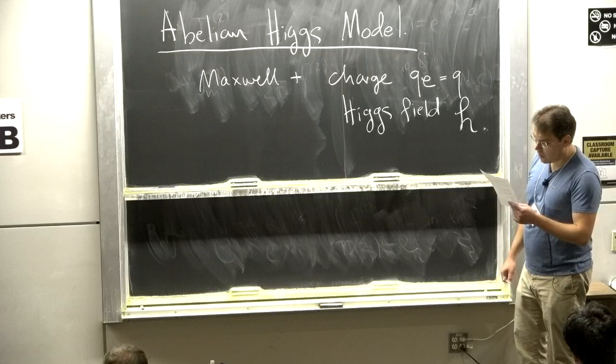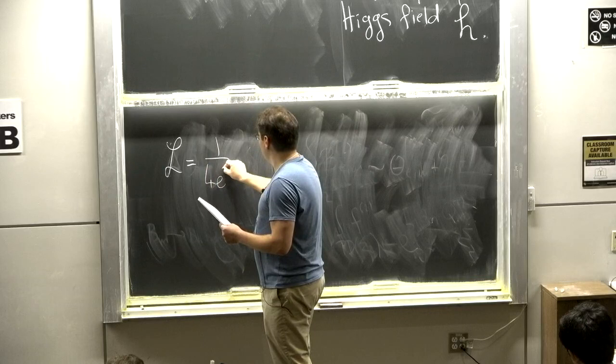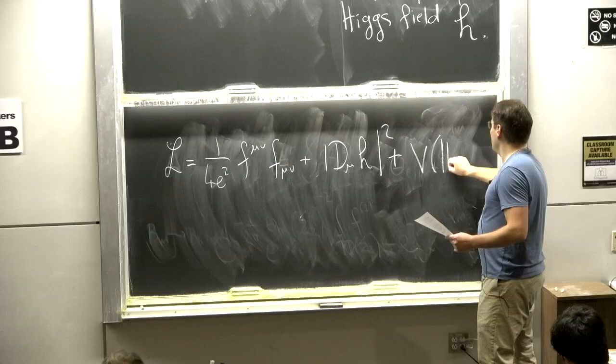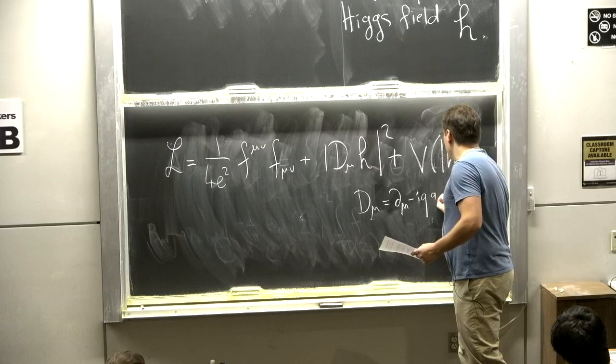OK. What's the Lagrangian? Well, I'm not going to write the background fields for now. They'll come soon. It's the Maxwell Lagrangian plus a kinetic term for h with a covariant derivative plus a potential, which needs to be U(1) gauge invariant. I'm in Euclidean signature, so I'm putting the plus sign. And since the field has charge Q, I'm putting a Q in the covariant derivative.